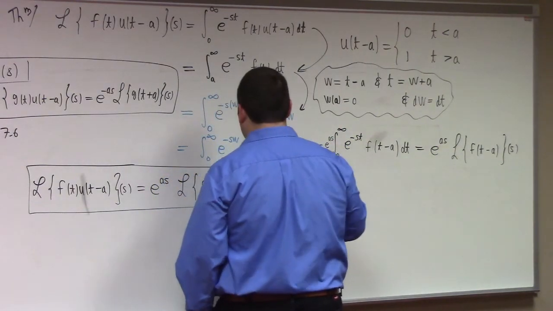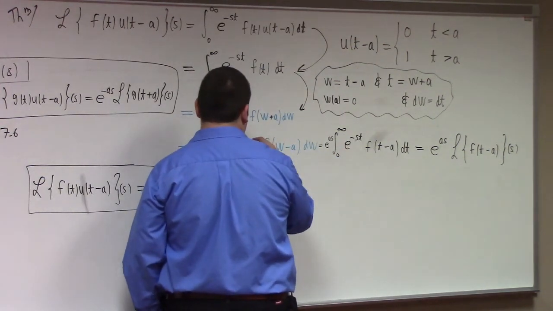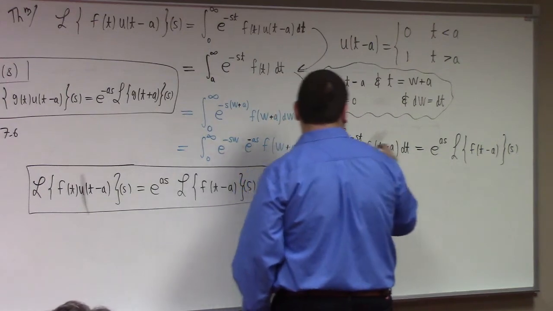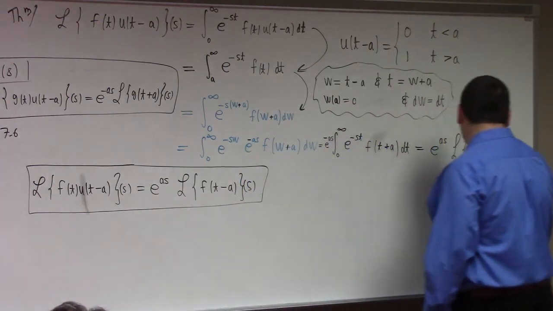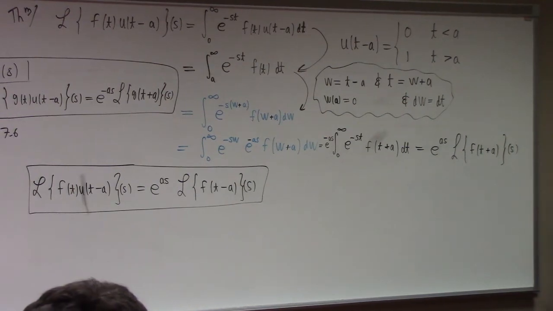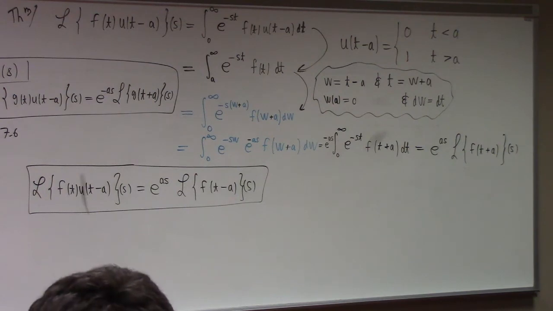Which gives me e to the minus as up front and f of t plus a inside. So sorry about that. Really, it's just calculus 2. I just messed it up. Again, equation 8 is correct, right?